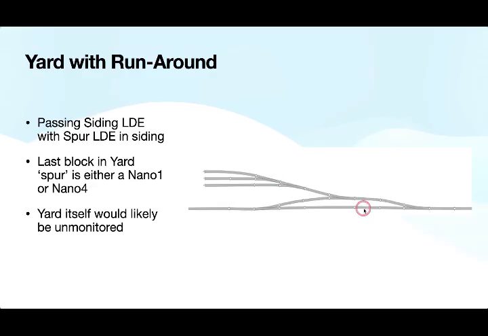Yard with a runaround. So here's our runaround here, main line, passing siding. You've got a turnout, and then here's the yard ladder. In between the turnout and the yard ladder, you're likely going to have a nano 1 or a nano 4 so that the yard itself is unmonitored.